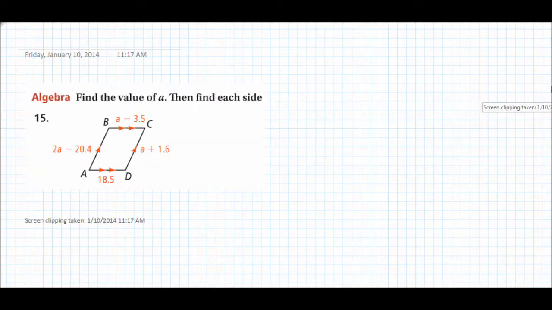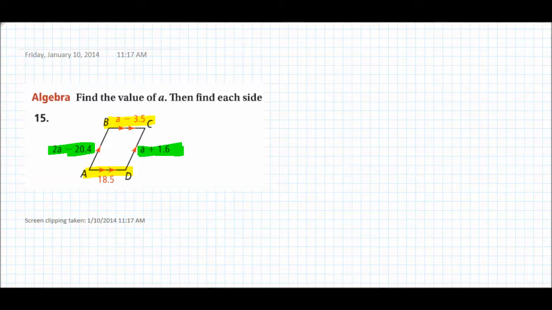Okay, number 15. Find the value of a and then find each side. Well, luckily for us, there's only one equation, or one variable, I should say. And what do we remember about parallelograms? We know opposite sides are congruent. Opposite sides are congruent. Okay? So we can set them equal to each other.